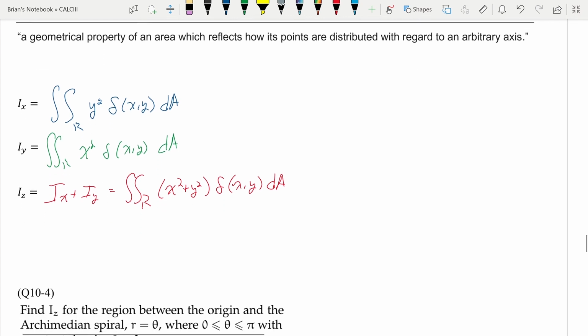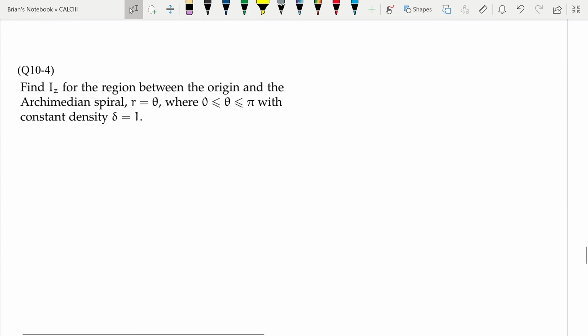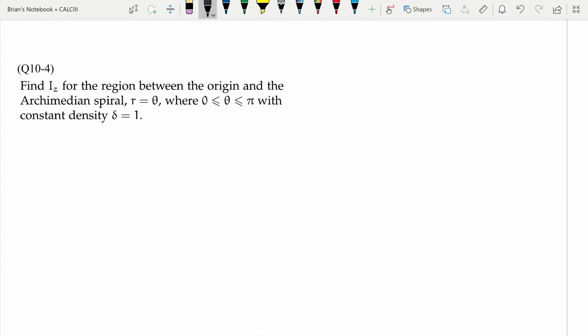But yes, awesome. All right, cool. So find Iz for the region between the origin and the Archimedean spiral r is equal to theta, where 0 is less than or equal to theta, which is less than or equal to pi, with a constant density. So the density is constant. That's nice. Can we do symmetry across the axis? Maybe, maybe not.